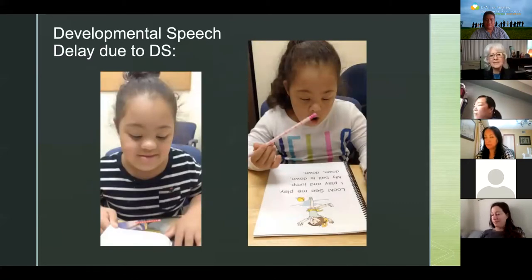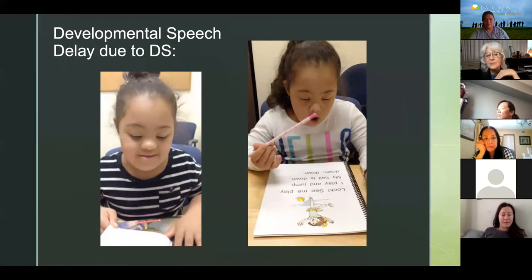All right, I'm going to give you an example of a developmental speech delay due to Down syndrome. The first video on the left is when this little girl first came in to start her reading lessons with me. Now listen to what she does. I talk to her. She's just echoing what I said. She's just doing echolalia. She's hardly moving her lips. This is a Down syndrome speech delay.